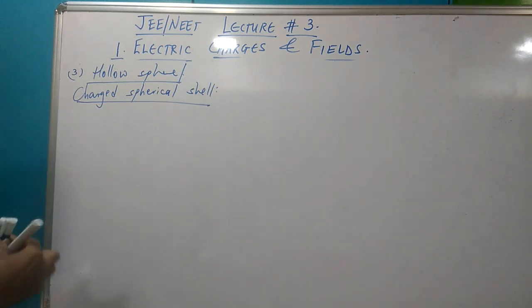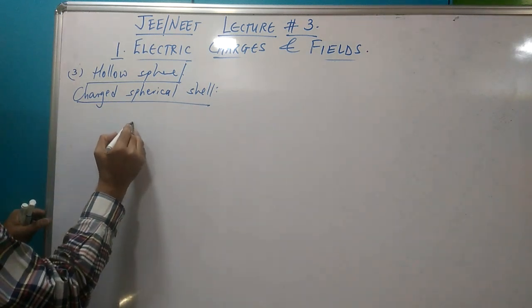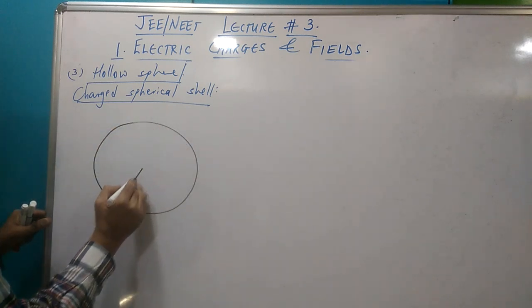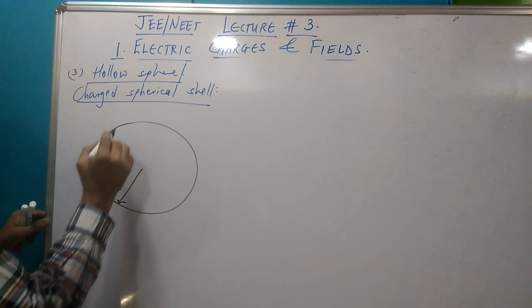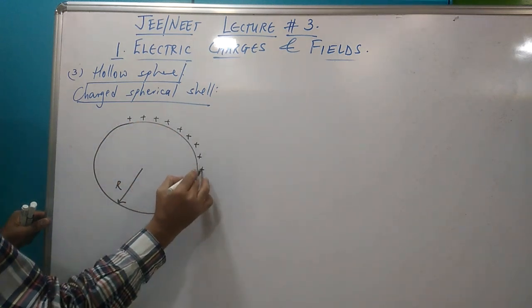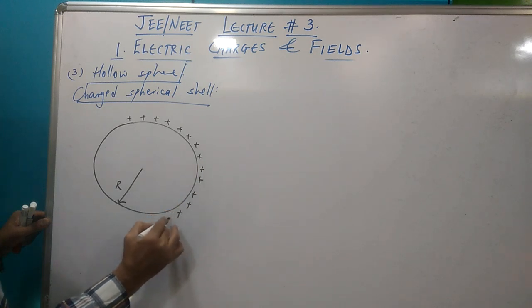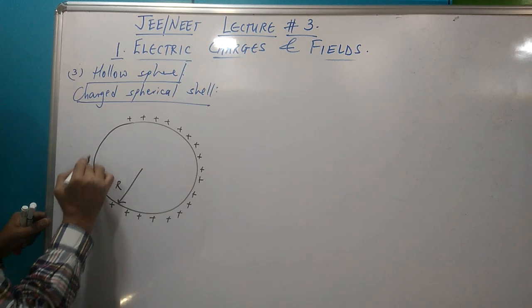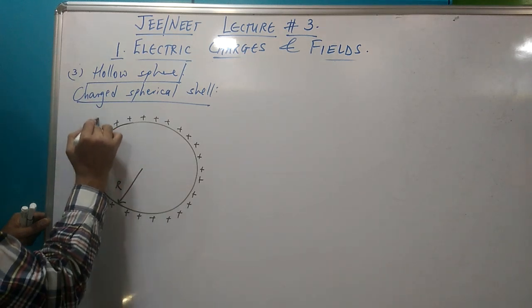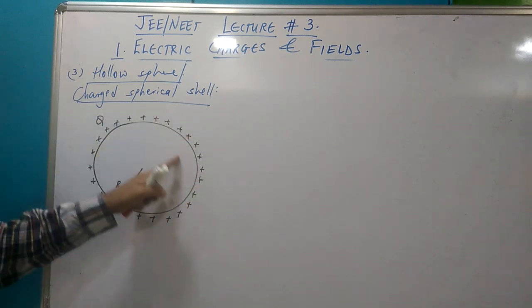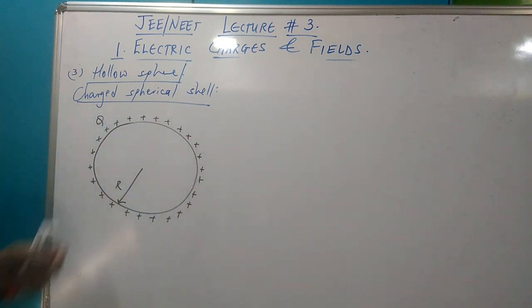So if you want to see this carefully, this is a hollow sphere, and the moment you say hollow sphere, that means everything is on the surface, and that is the prime reason why I am drawing charges on the outer surface of this shell, indicating that charge is only present on the outer surface. There is nothing inside the shell.